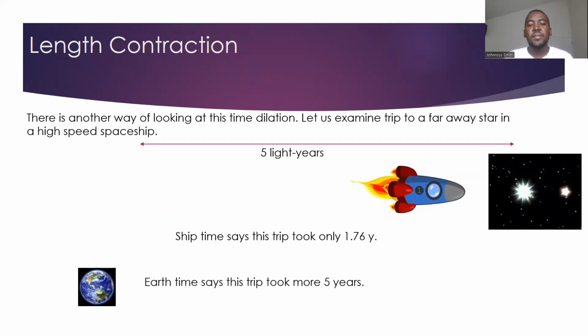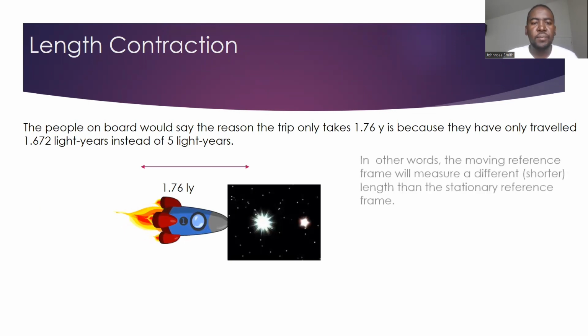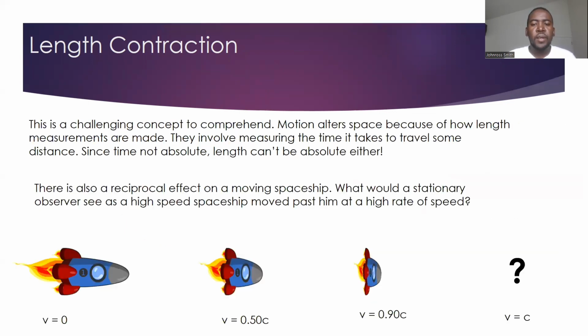The ship takes this trip in 1.76 years. Now, Earth time says that the trip takes 5 years because it's 5 light years. But for the persons on the ship, they're saying it took 1.76 years. So that's also time dilation being experienced. Now, if we look at length contraction, length contraction has to do with the event reference frame and how you see distance or length changing.